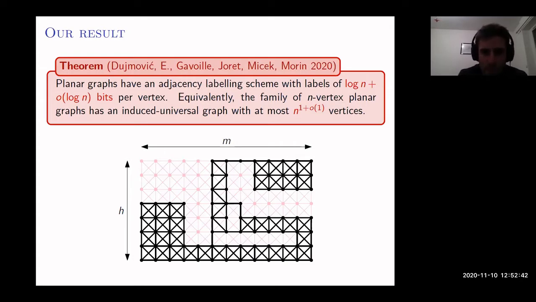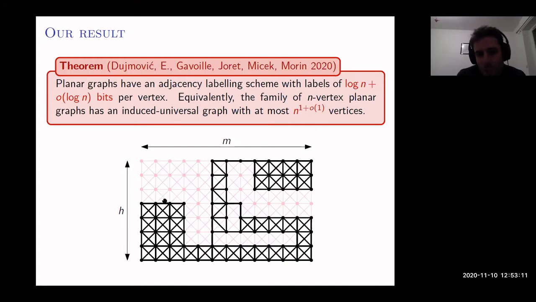Okay, so what could be the natural idea? Well, so we have a grid, so we can number the columns from 1 to m and the rows from 1 to h. And the natural idea would be to give as labels to each of the vertices the coordinates. So the vertical coordinate and the horizontal coordinate. But there are two issues with that.